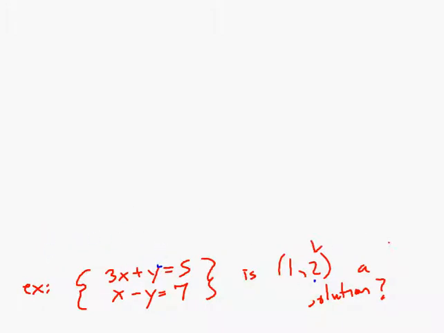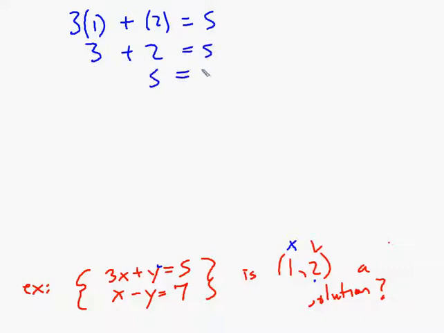So we're going to put that in. So we have 3 times, so I'm going to put in x is 1, 3 times 1, plus 2, there's my y, equals 5. And I get 3 plus 2 equals 5, and 5 equals 5. That one worked. So I need to check the other one. I need to check both.